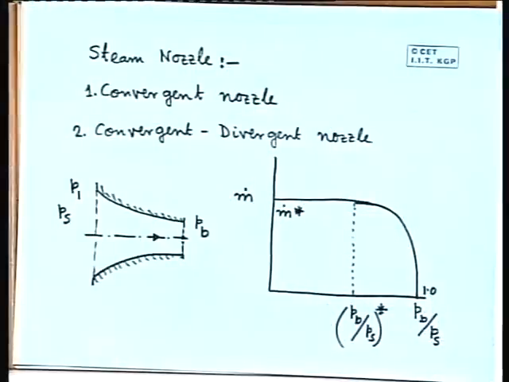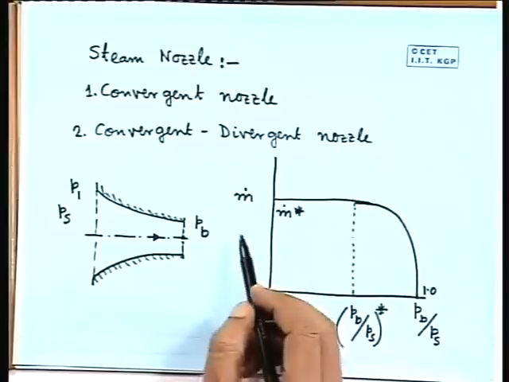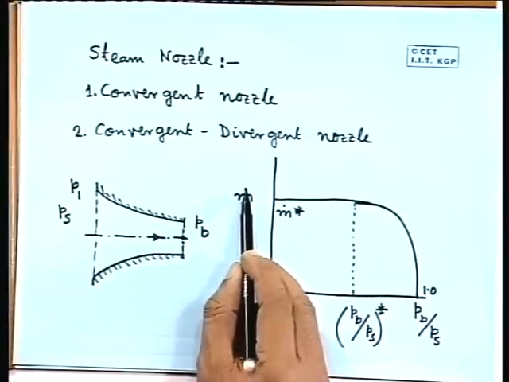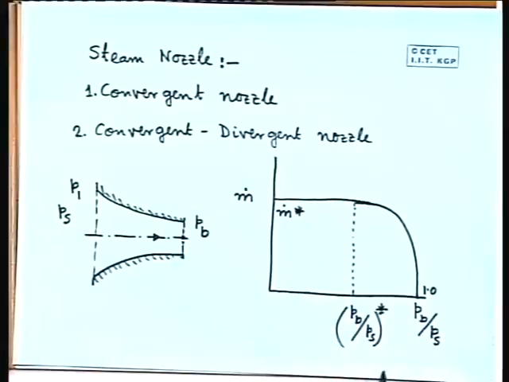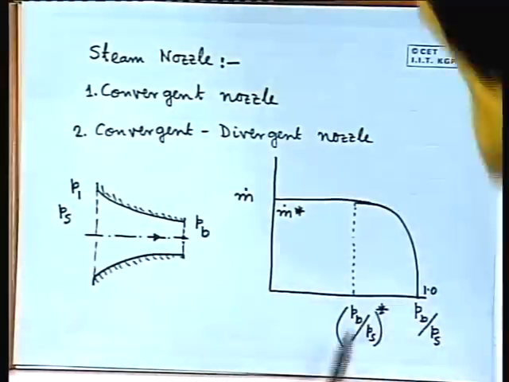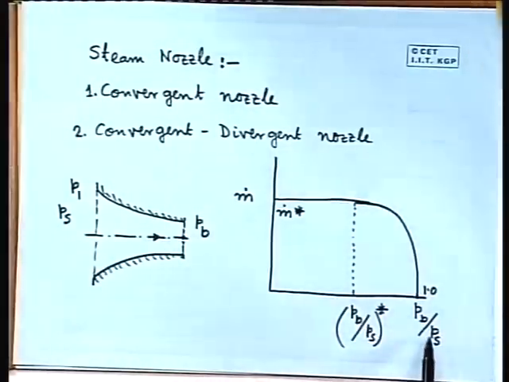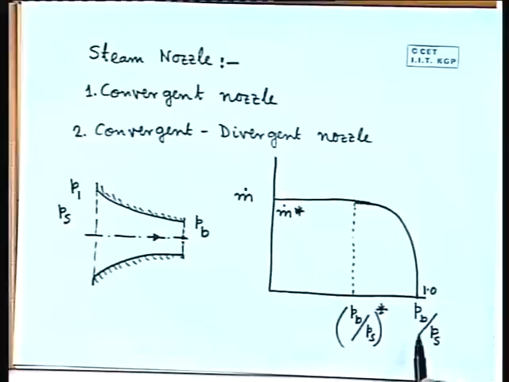Now, when a compressible fluid passes through the nozzle, we find a very unique phenomenon which is shown in this curve or graph. Here, we have used the mass flow rate through the nozzle as one ordinate, and on the other ordinate we have the back pressure, expressed in a non-dimensional form, using the ratio of back pressure to the stagnation pressure.